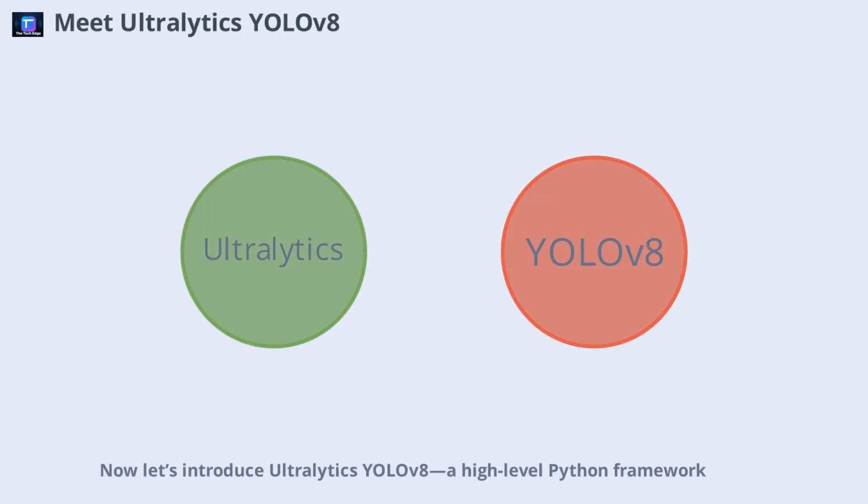Now, let's introduce Ultralytics YOLOv8, a high-level Python framework that makes object detection accessible and efficient. YOLO, which stands for You Only Look Once, is known for its speed and accuracy. Ultralytics wraps this technology in a user-friendly package, allowing even beginners to set up and run object detection models with just a few lines of code. Whether you're working on images or videos, Ultralytics YOLOv8 is a powerful tool for extracting valuable information from visual data.